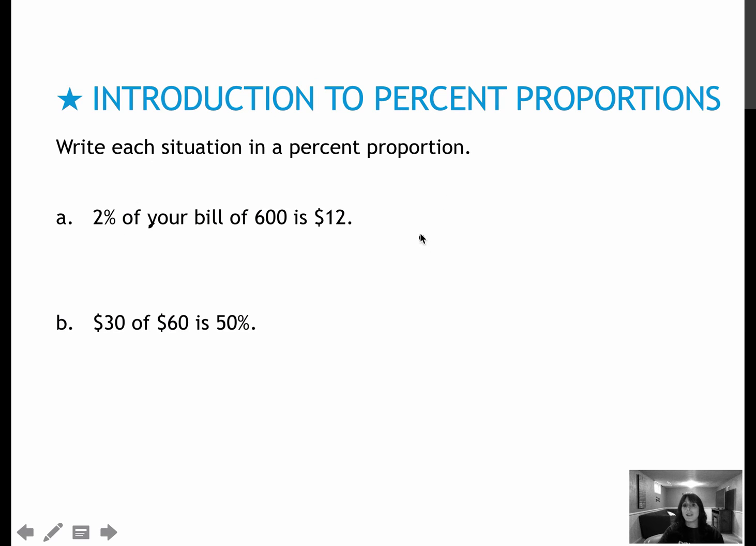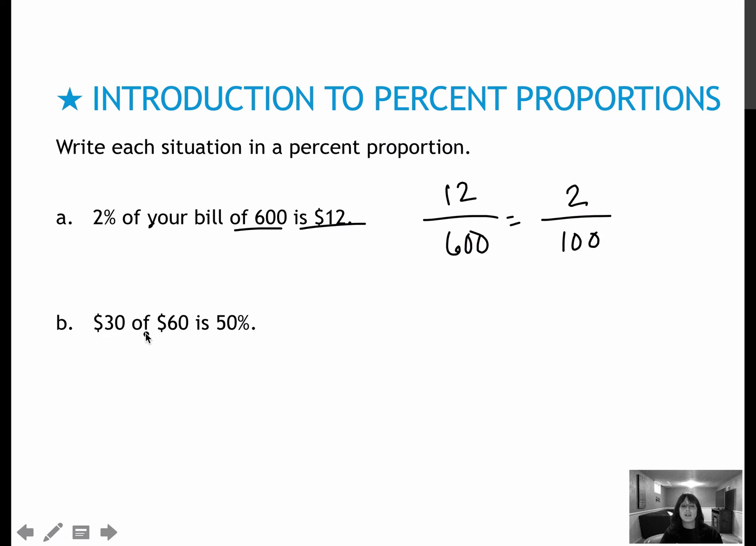For the first, whenever I'm starting a question like this, I'm going to put that percent over 100 right away because I know that's where it goes. It always goes over 100. It says 2% of your bill of 600, so that's is over of, and then is 12. 12 over 600 equals 2 over 100.